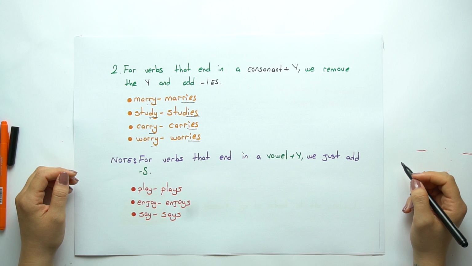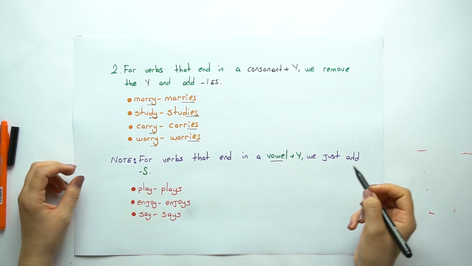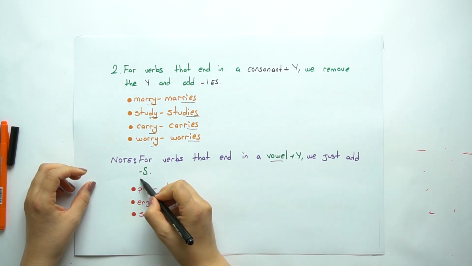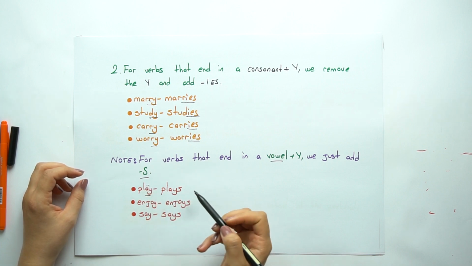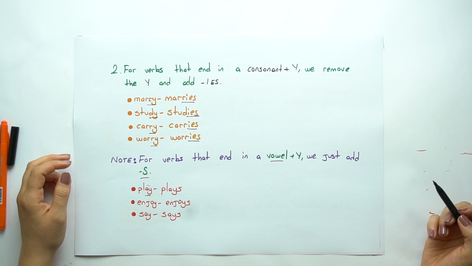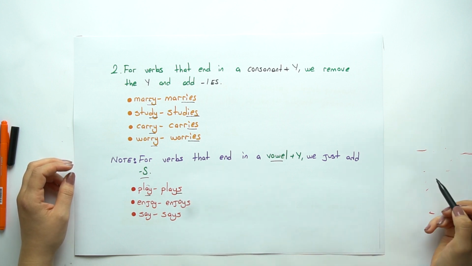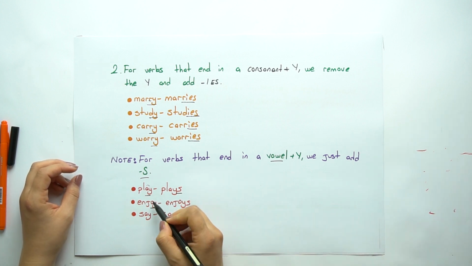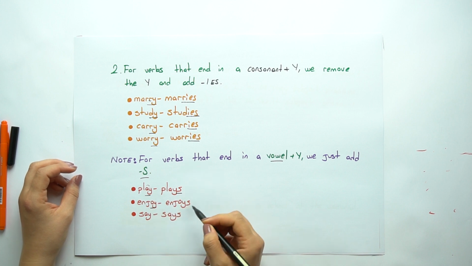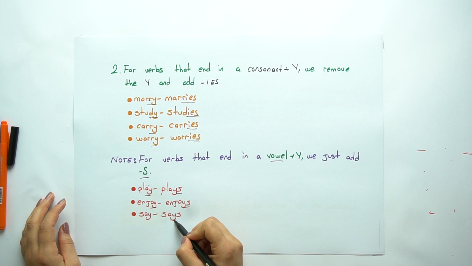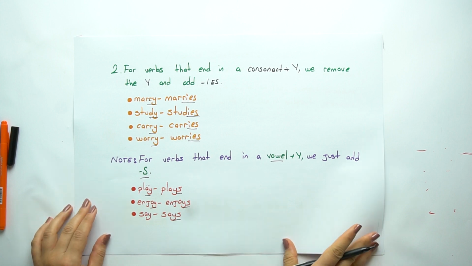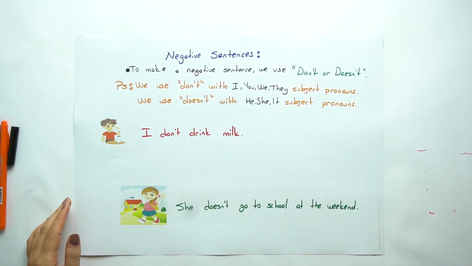But we have a note here. For verbs that end in a vowel plus Y, we just add S. For example, play. There is a vowel before Y, so we don't have to do anything else. We say plays. Enjoy. There is a vowel before Y, so we say enjoys. Say, and we say says. Okay, please be careful about these rules.